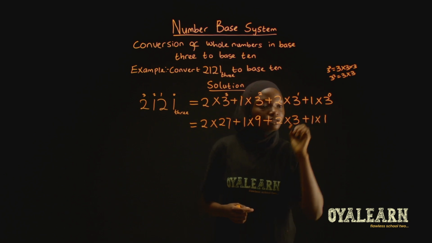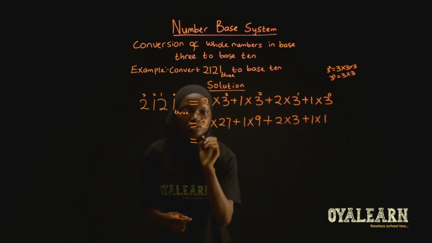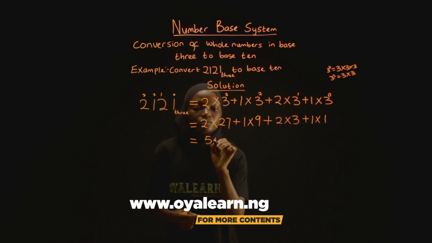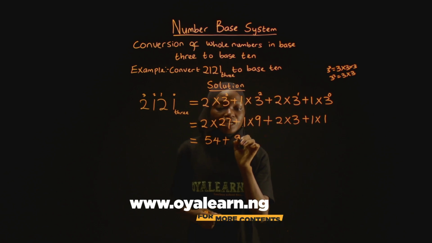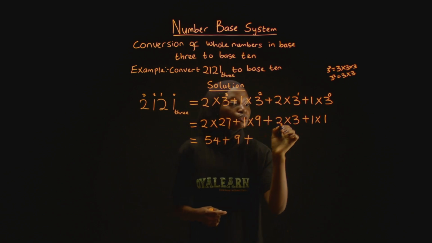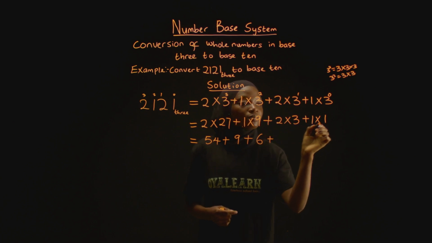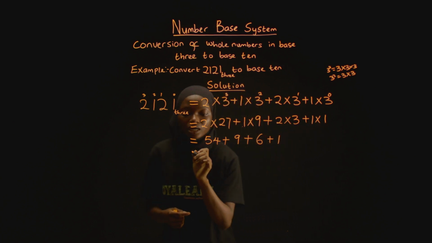So you have 1 here, equals 2 multiplied by 27, that gives us 54, plus 1 multiplied by 9, you have 9, plus 2 multiplied by 3, you have 6, plus 1 multiplied by 1, you have 1. Now let's add.